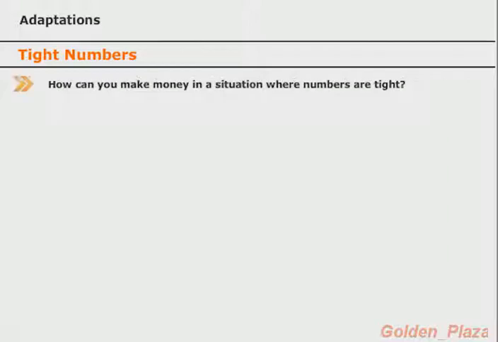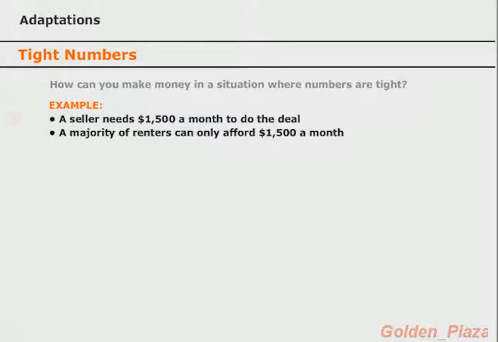As another variation of a sandwich lease option, say you are in the market where buyers and sellers are looking for almost the same numbers. For example, a seller needs at least $1,500 a month to do the deal, but the most a majority of renters can afford is $1,500 a month. With this kind of situation, it wouldn't appear as though there is room for you to make money.